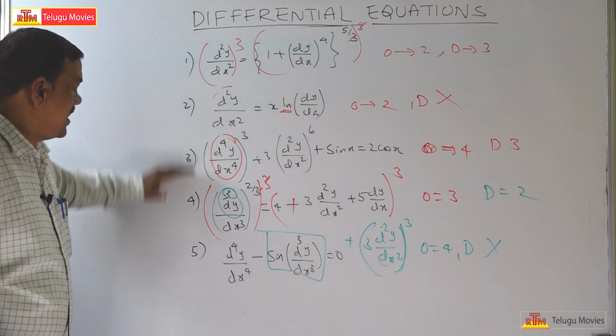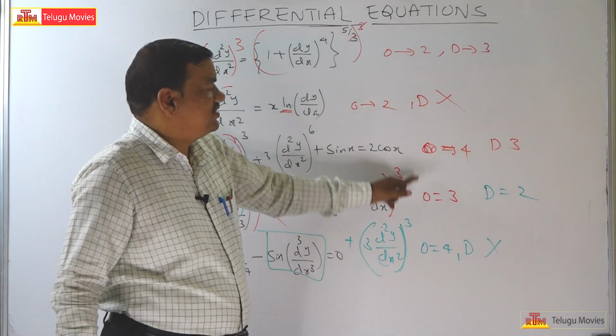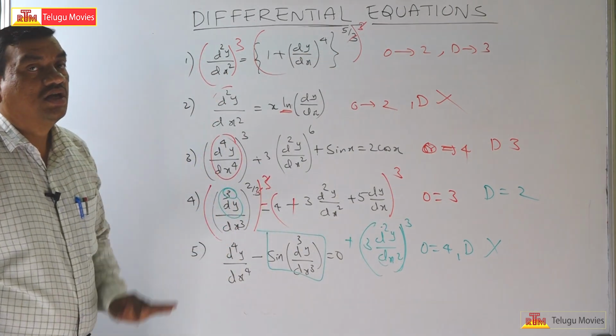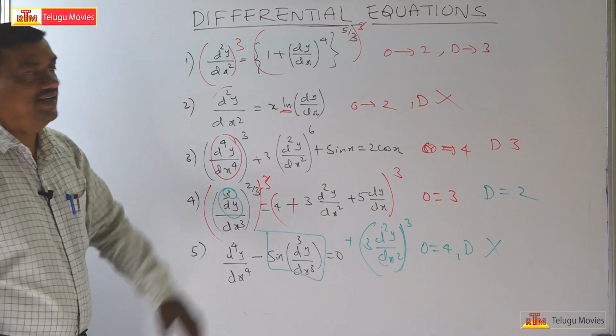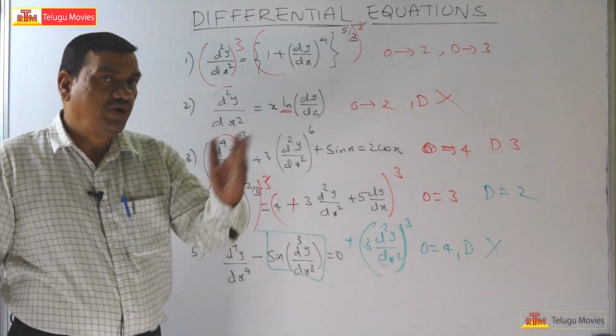So, in the second and the fifth, degree is not defined. If you observe, for all the differential equations, order exists. The only thing that does not exist is degree. Okay now? So, I hope that you understand this concept. Let us move to the next concept.